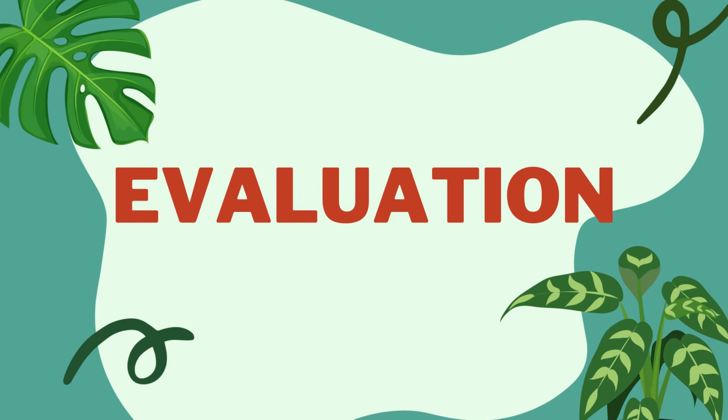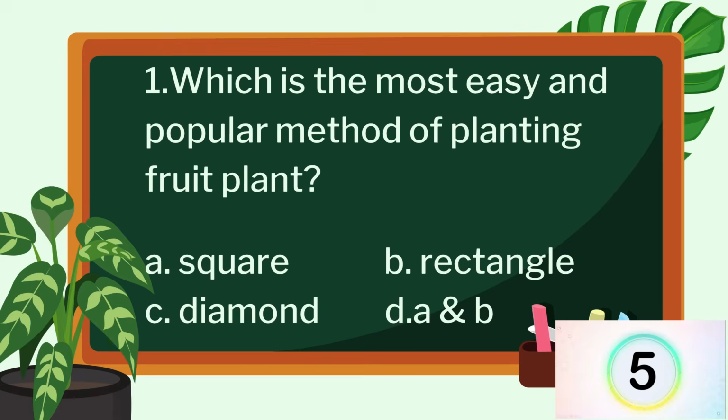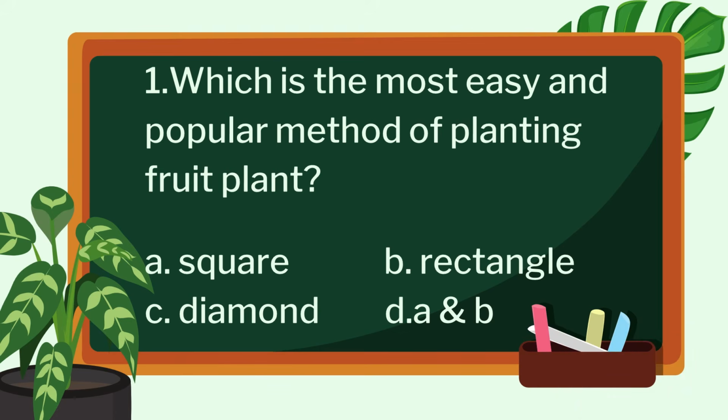Evaluation. Number 1. Which is the most easy and popular method of planting fruit plant? The correct answer is letter D. It can be a square system or rectangle system.